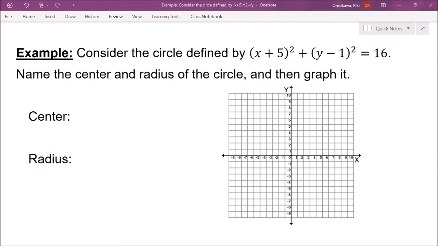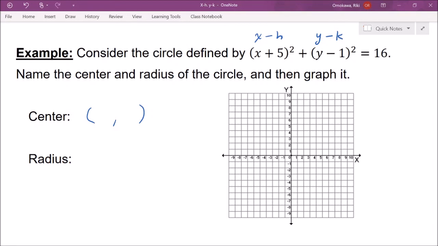And remember, the center is a point, right? So we're going to find coordinates for it, right? Something, comma, something. And then the radius is just a number. But we have to be careful with positives and negatives, like before. So here it says x plus 5, y minus 1. But remember, in the general equation, we had x minus h for the horizontal position and y minus k for the vertical position, right?